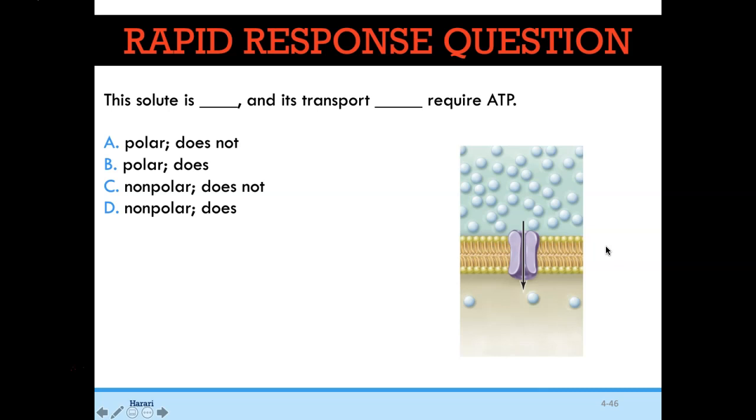So here we can see molecules are going from high concentration to low concentration, but it requires a membrane protein. So the answer is A.